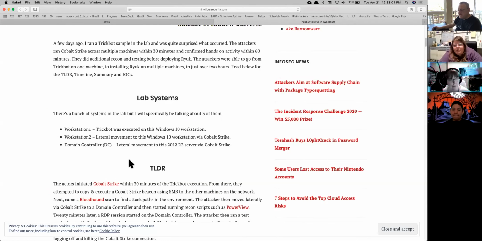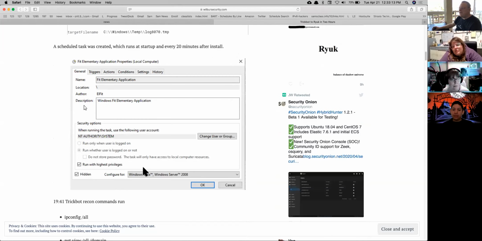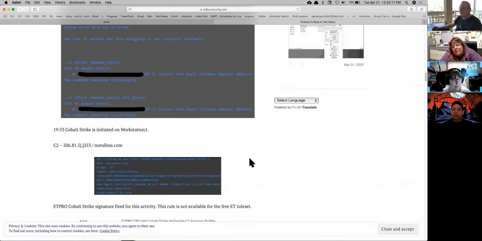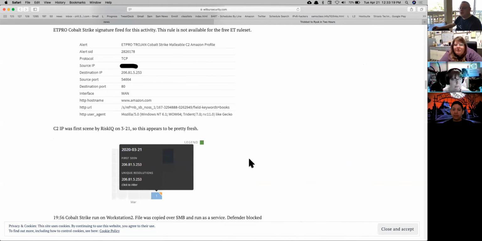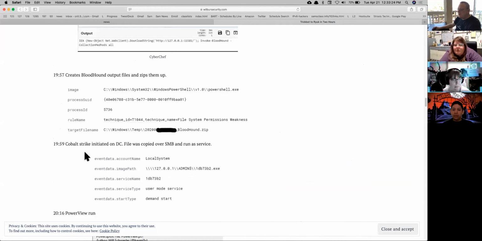Then they went to his domain controller. Then they ran BloodHound to find the attack paths. Then they used PowerView and Network Scanner to map to the domain controller. And here's the commands they ran. This is a very nice list. This is a project I should really write up and have one of the pen testing projects where you duplicate this and practice using all these tools.